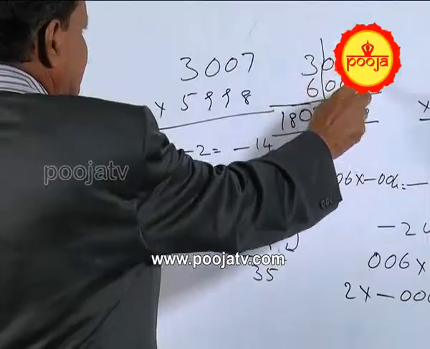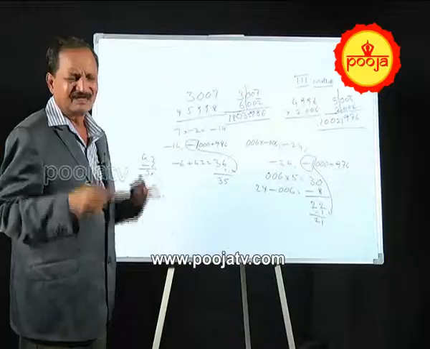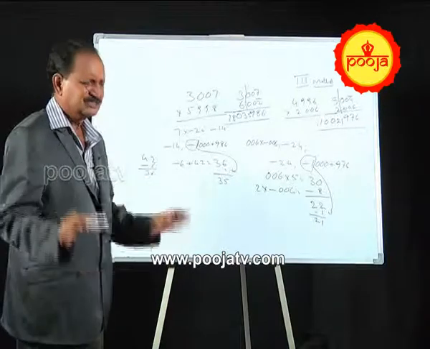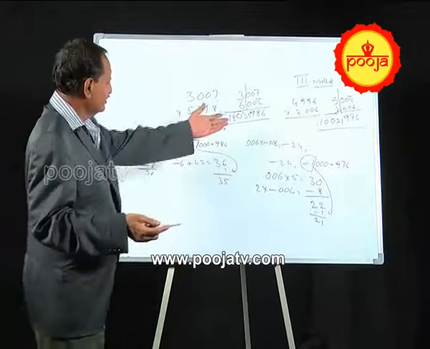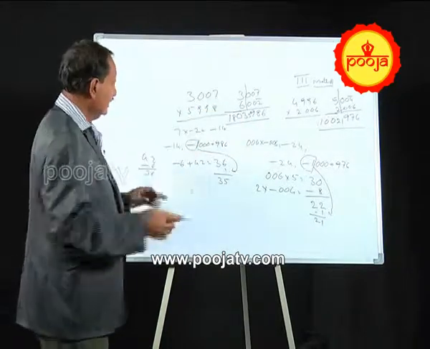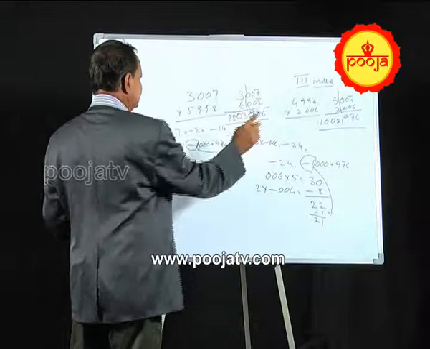See, 7 into minus 2 is minus 14. When there is minus 14, immediately you have to say 986. 1000 minus 14, how much? 986. So, that is 986. Okay? 3 digits we require, write 3 digits.